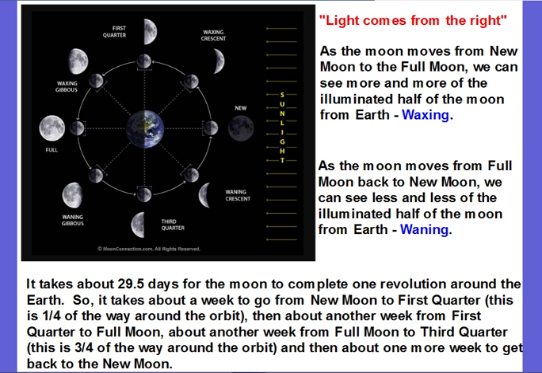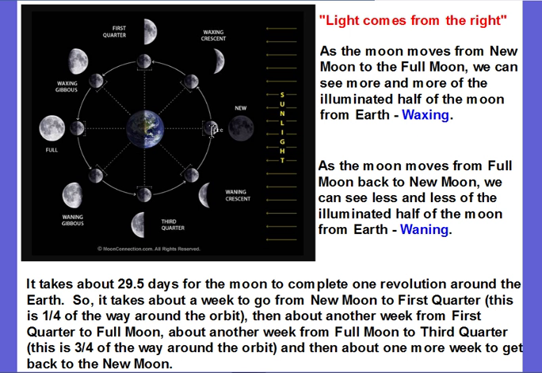And again, this kind of shows what I was just talking about. So as the moon moves from new moon to full moon, we can see more and more of the lighted half, and that's waxing. And as the moon goes from full back to new, we see less and less of the lighted half, and that's waning. It takes about 29 and a half days to go all the way around.